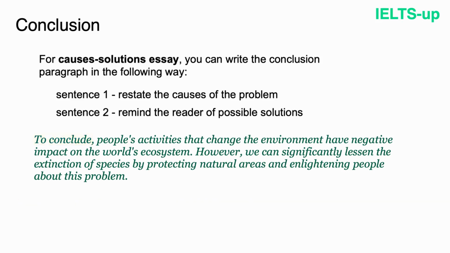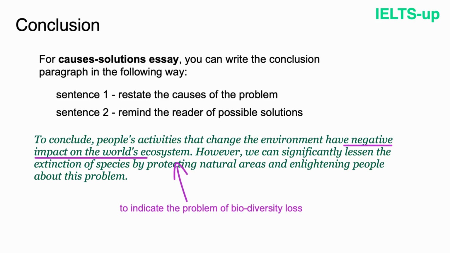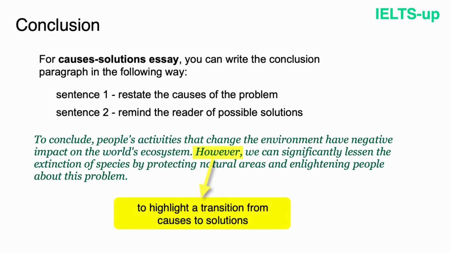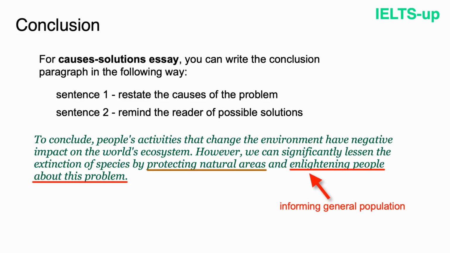Look at how I use synonyms throughout my essay. I grouped two causes of biodiversity loss by a common phrase: people's activities that change the environment. To indicate the problem of biodiversity loss, I wrote have negative impact on the world's ecosystem. Then, I used the linking word however to highlight a transition from causes to solutions. For the solutions, I stated protecting natural areas and paraphrased informing general population into enlightening people about this problem.